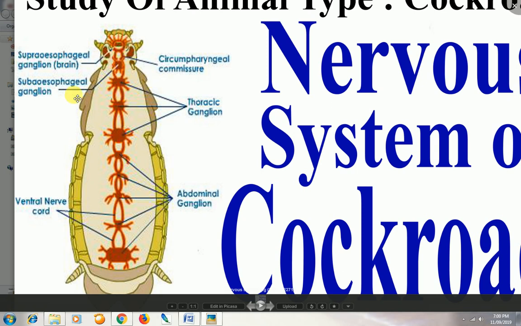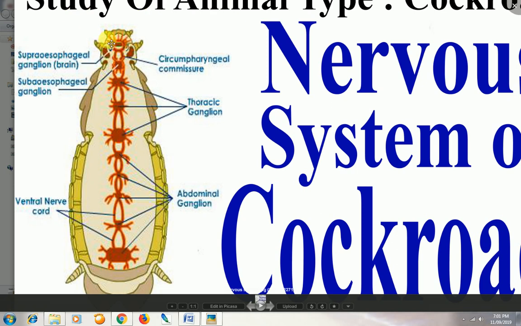but below the oesophagus. That's why it is called sub-oesophageal ganglion. It is formed by three pairs of ganglia of the head region, and circum-oesophageal ganglion or circumpharyngeal commissure is located at the center of the oesophagus. Now the three parts of supra-oesophageal ganglion collectively make a nerve cord, or you can say nerve ring. In human being there is a spinal cord, but in case of a cockroach there is a nerve ring. Now this nerve ring, or you can say nerve cord or ventral cord, is one and the same thing.